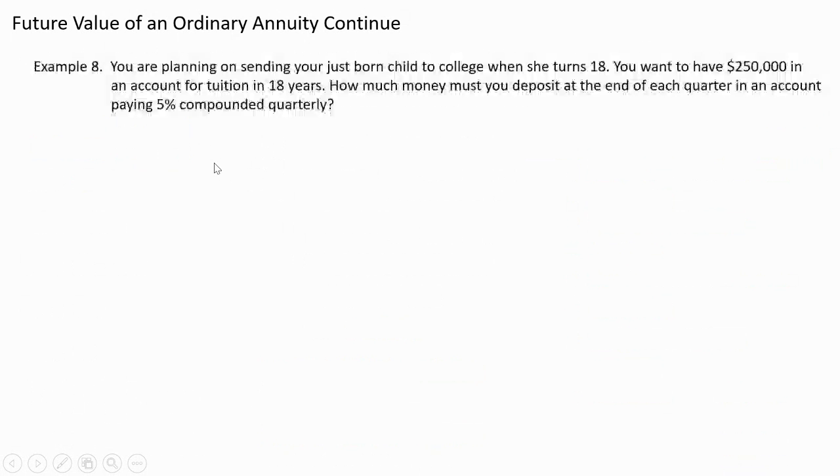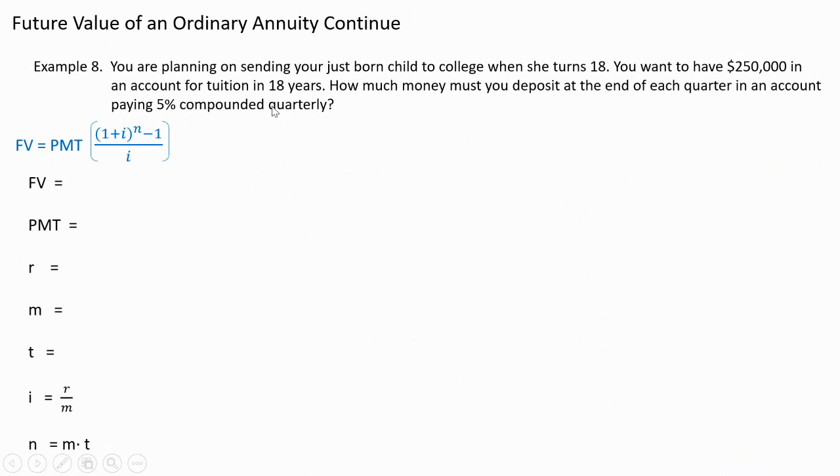Okay, now here's another scenario. This is with the other example that I told you guys. You are planning on sending your just born child to college when she turns 18. You want to have $250,000 in an account for tuition in 18 years. How much money must you deposit at the end of each quarter in an account that pays 5% compounded quarterly? Now we get the formula.